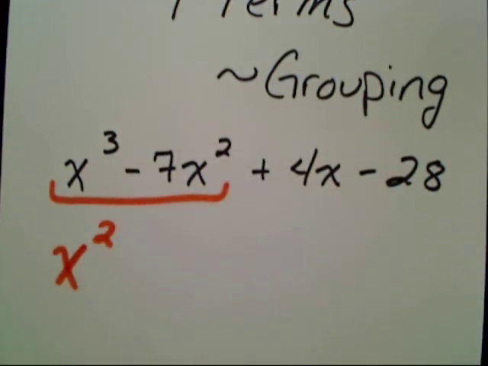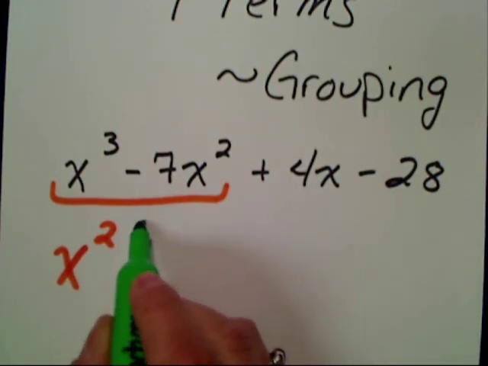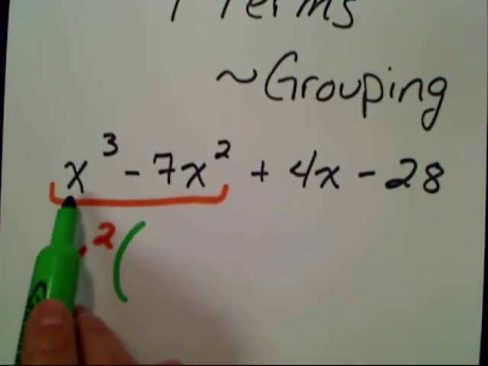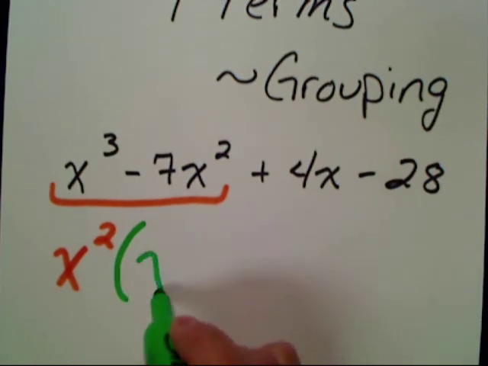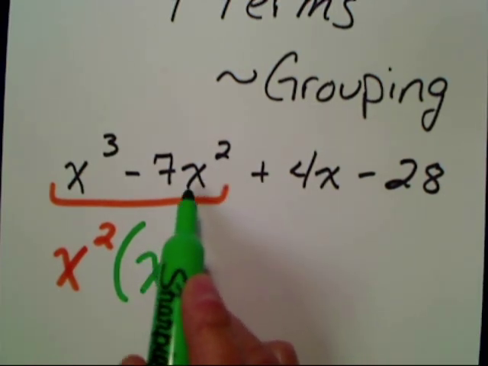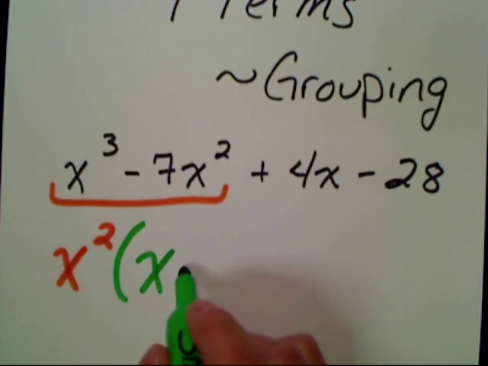If I pull out an x squared, what am I left with? Well, I took out 2 of the x's, I had 3, so I have 1 left over. I took out the 2 x's, so I'm left with the minus 7.